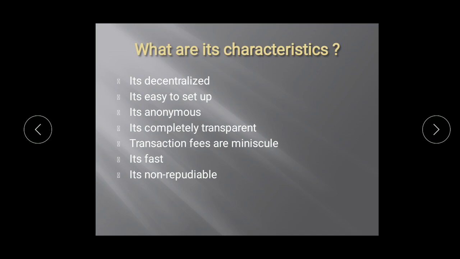Next is, what are its characteristics? So what are the characteristics of Bitcoins? The characteristics of Bitcoins are, it's decentralized. Why is it decentralized? Because the Bitcoin network isn't controlled by any central authority. As it said, it has no government, no central bank, no rules. So it is not controlled by anybody. That is the reason it's decentralized. Every machine that mines Bitcoins and processes transactions makes up a part of the network, and the machines work together.